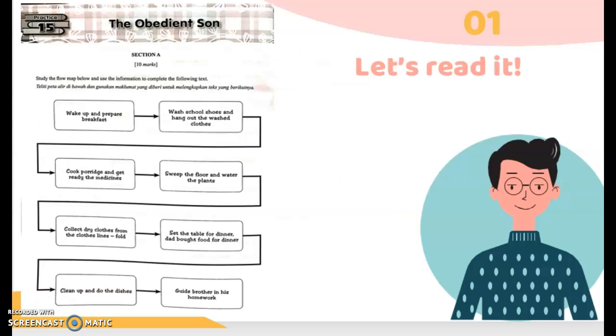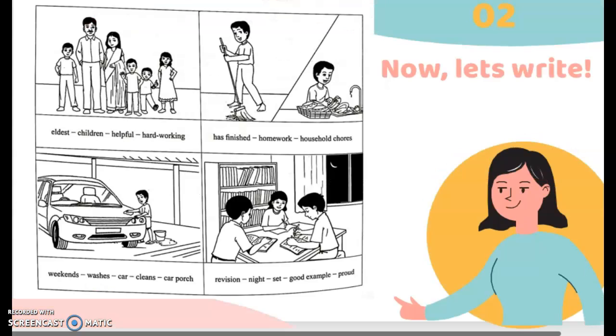Okay, now let's look again. First, she set the table for dinner when her dad bought food for dinner. After that, she did the dishes. And lastly, she guided her brother in his homework. So basically, that is the first task. Now move on to the second task, whereby you have to write an essay.